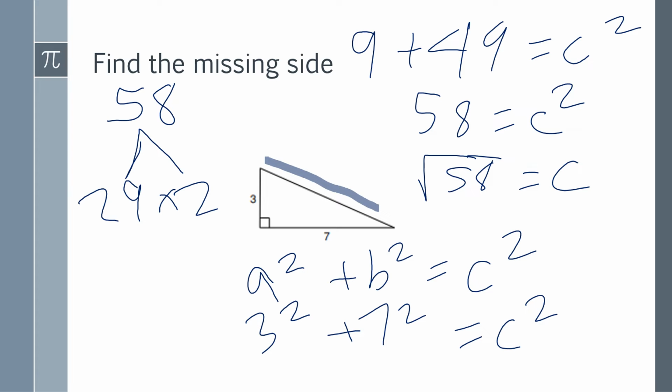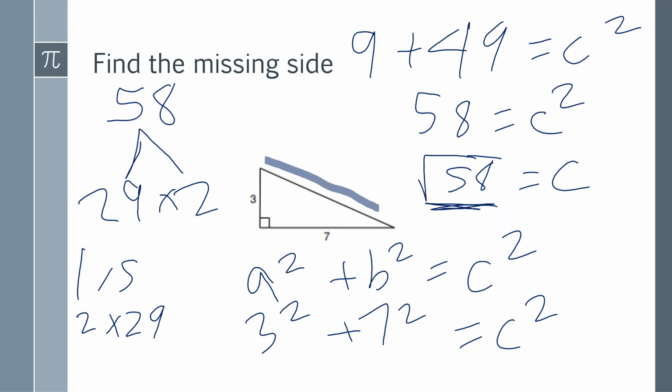It's only 1 and 58 and 2 and 29. But the problem is, none of those numbers are a perfect square. So you can't really break that down no further. So guess what? You can leave it as square root of 58 because 58 does not simplify anything.